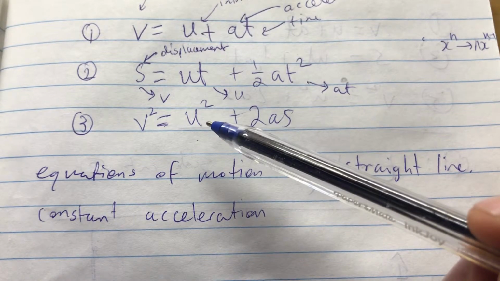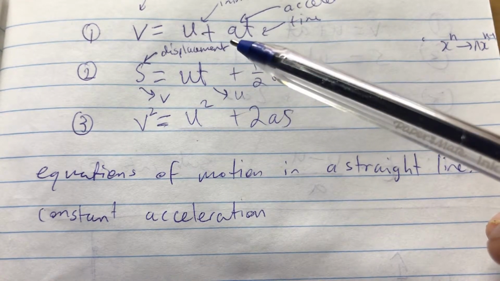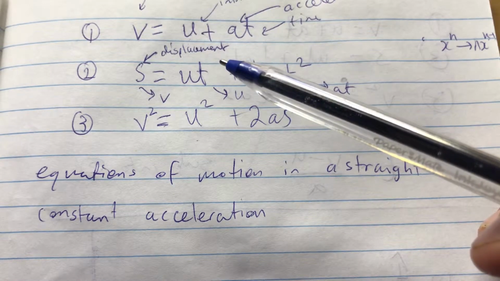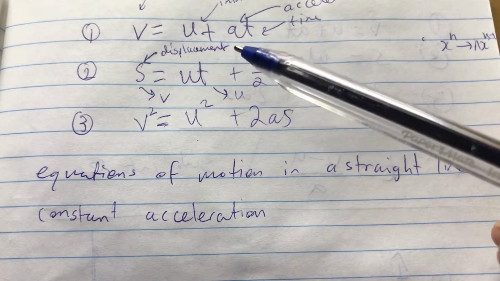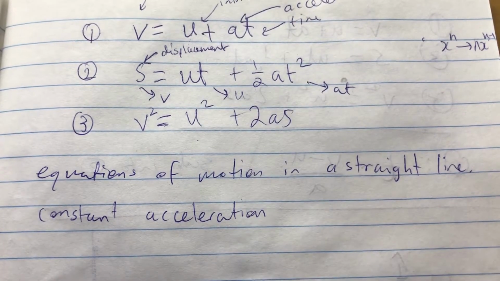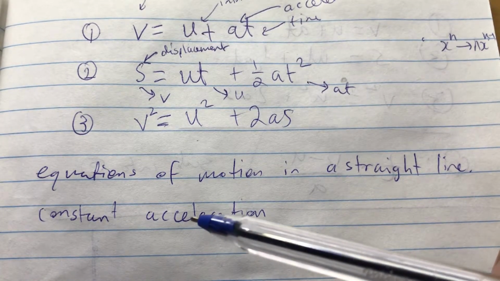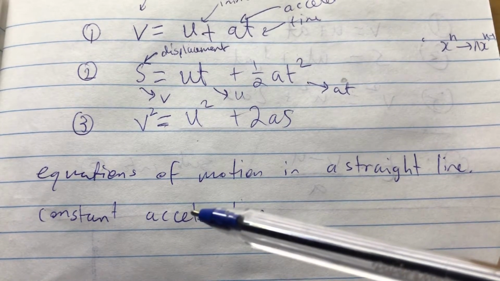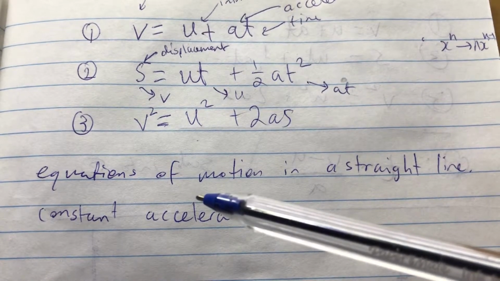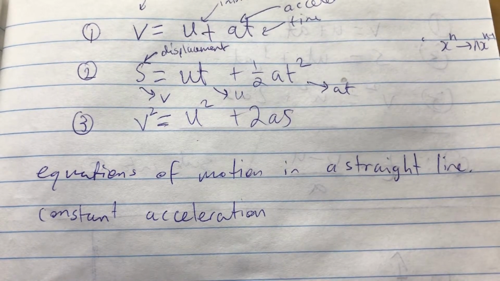So that's really all there is to the equations of motion. It's a complete description of the motion. When we say complete, we really mean we know basically everything about its velocity, acceleration, and its position, for a moving object in a straight line with constant acceleration. If the acceleration could change, then we don't have a complete description. We'd have to figure out how the changing acceleration affects everything. And if you know calculus, it's basically calculus.